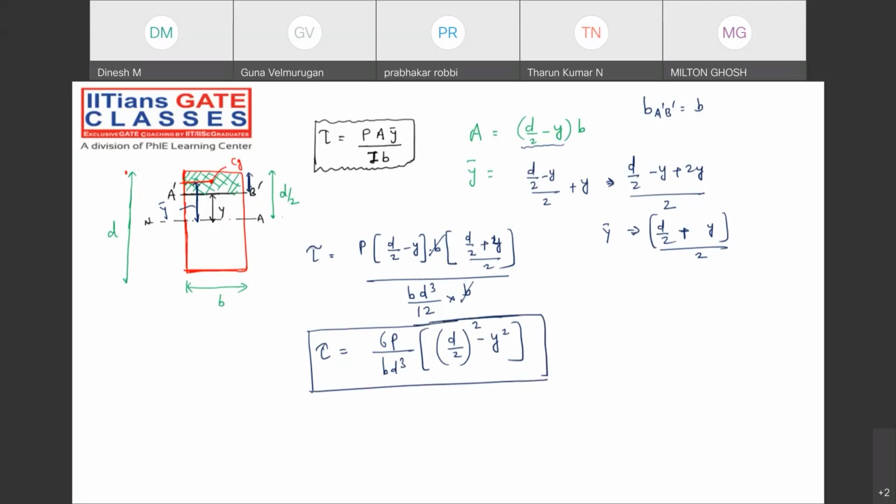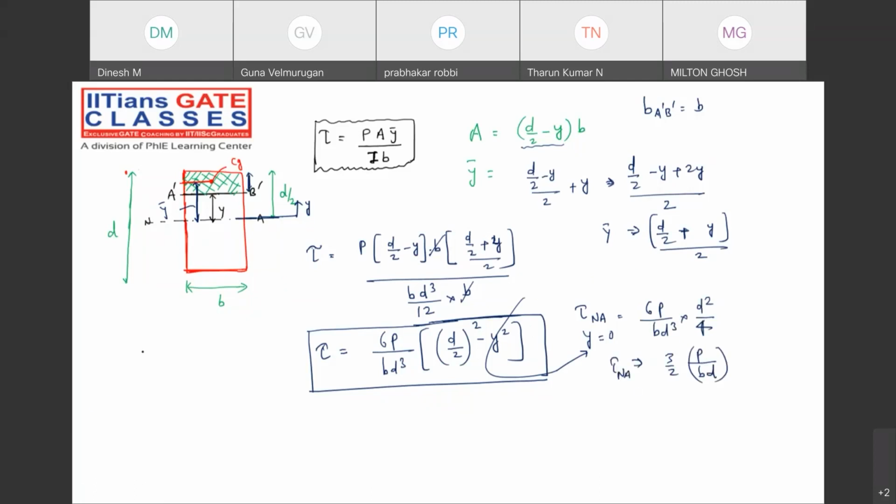Note down, very important. Now, if I ask you the tau value at the neutral axis, what will you answer? You will put y equal to 0, or not. At the neutral axis, y equal to 0. When y will be 0, what will be the answer? 6p divided by bd cubed into d square by 4, you will calculate as 3 by 2 p by bd. That is the tau about the neutral axis.